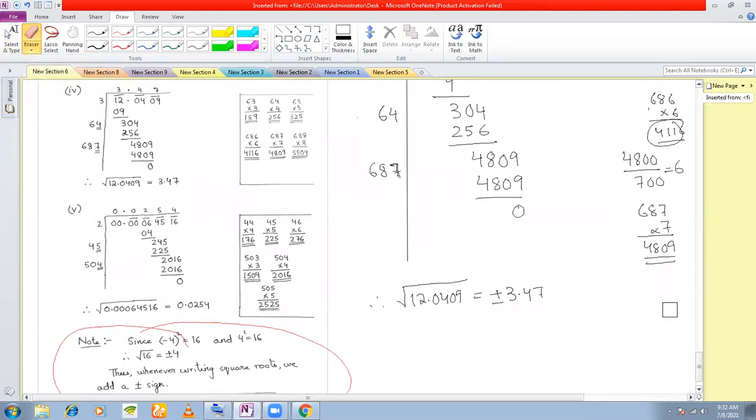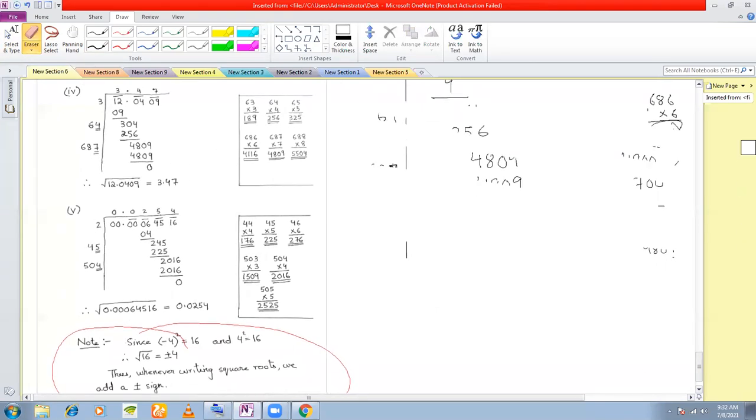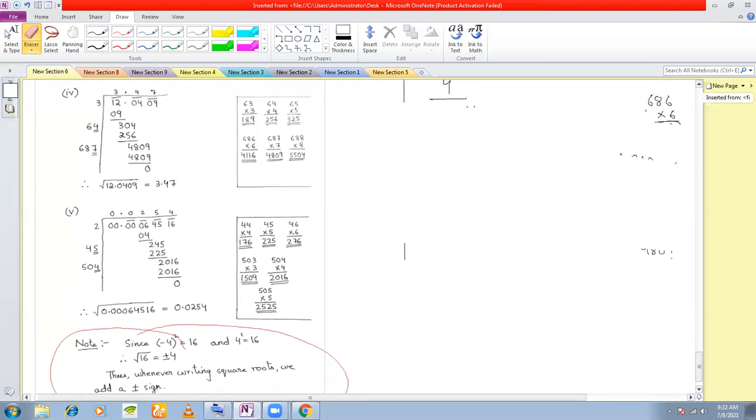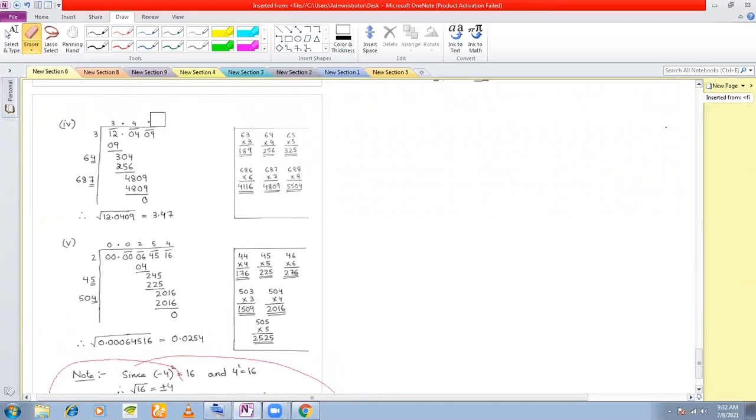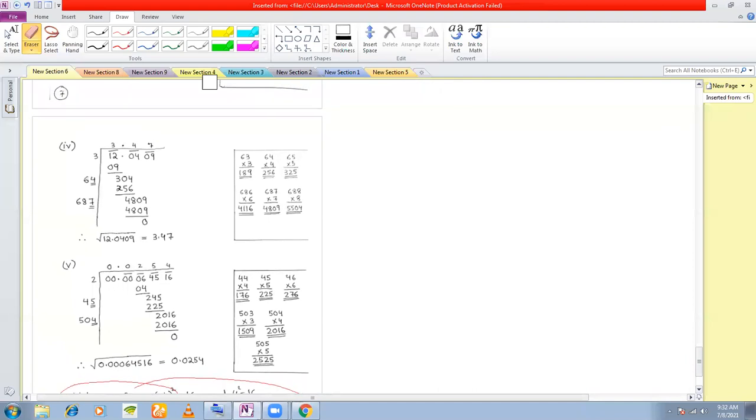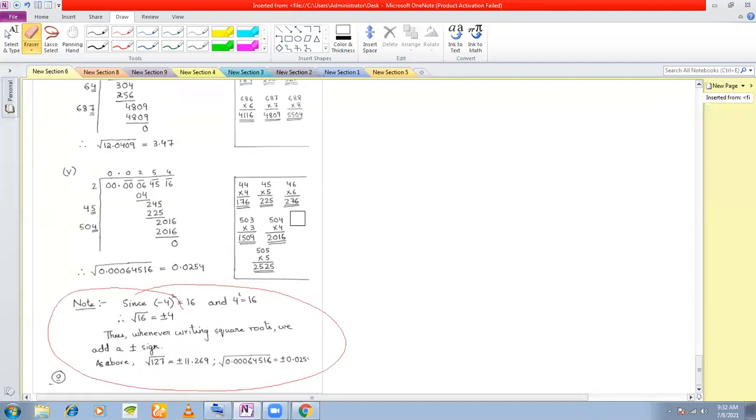Yes, sir. Last one from the division method. If you do all these division method problems, you can find the square root of any number. Just do all these, whatever I have done in the notes, do them properly, practice them with your own hands. Yes, sir.